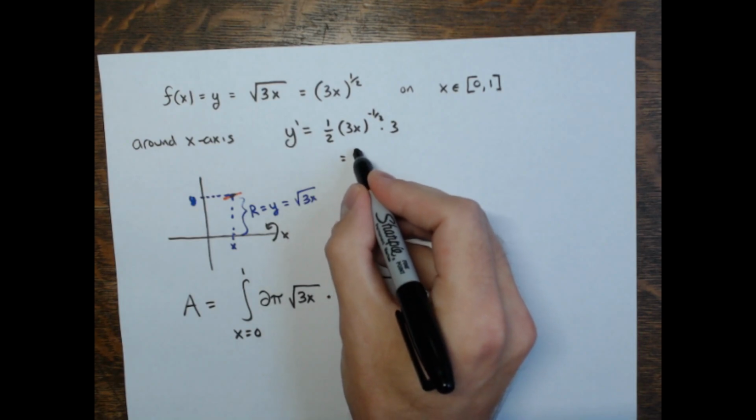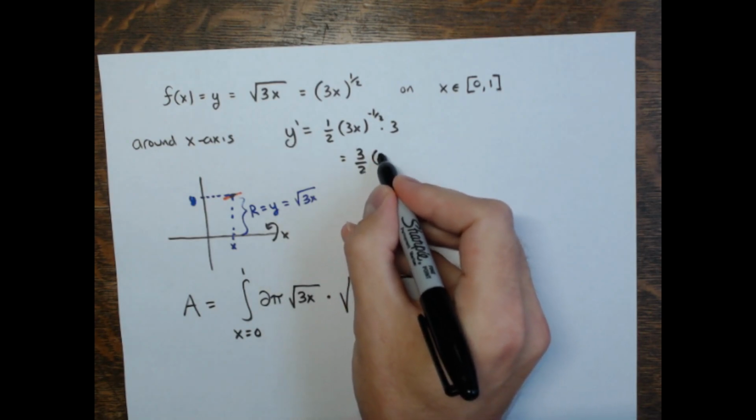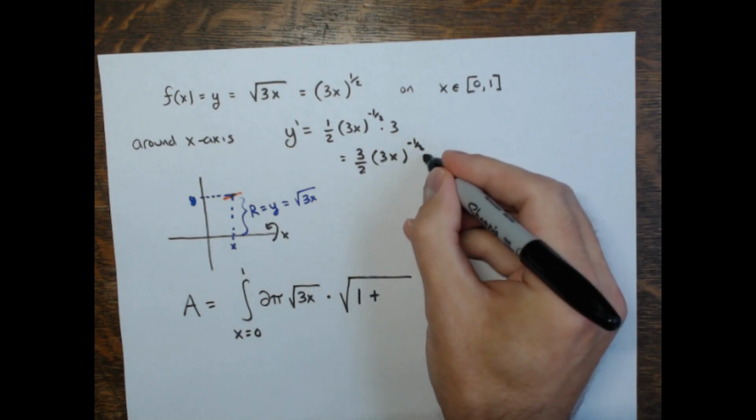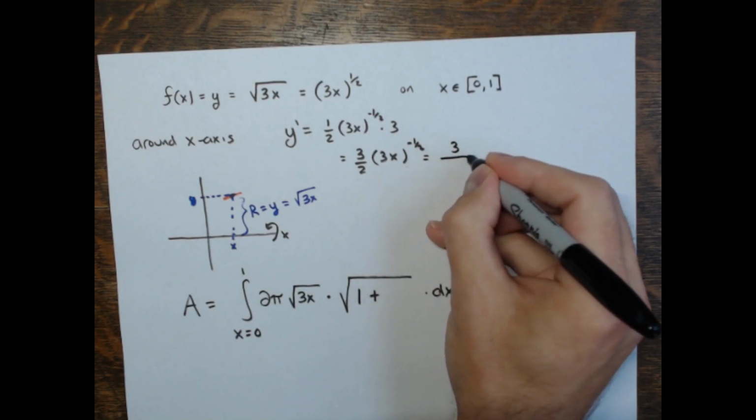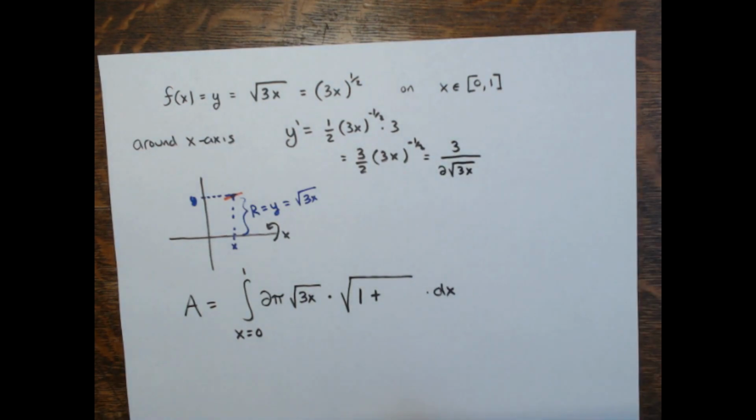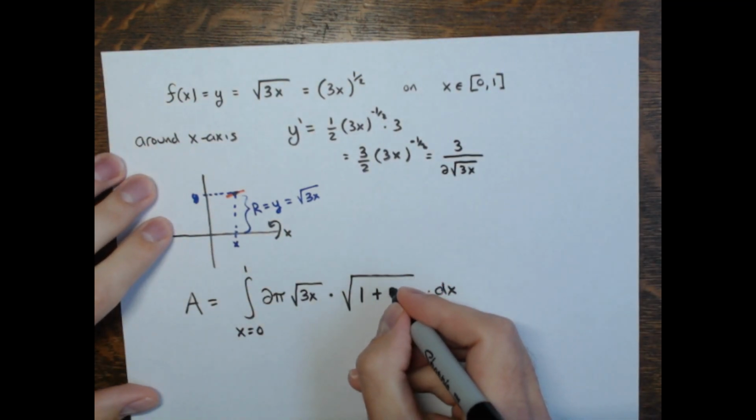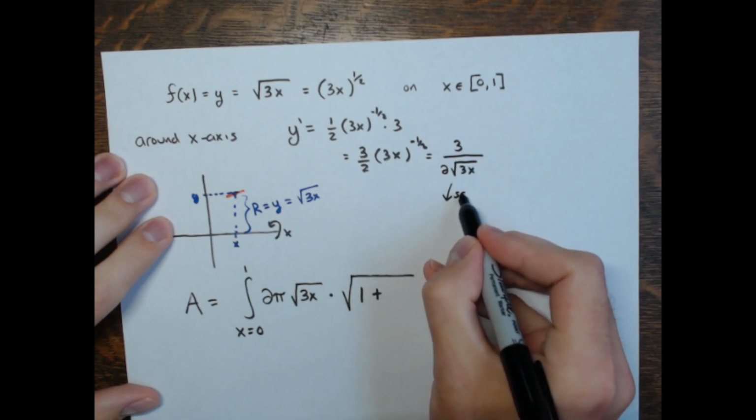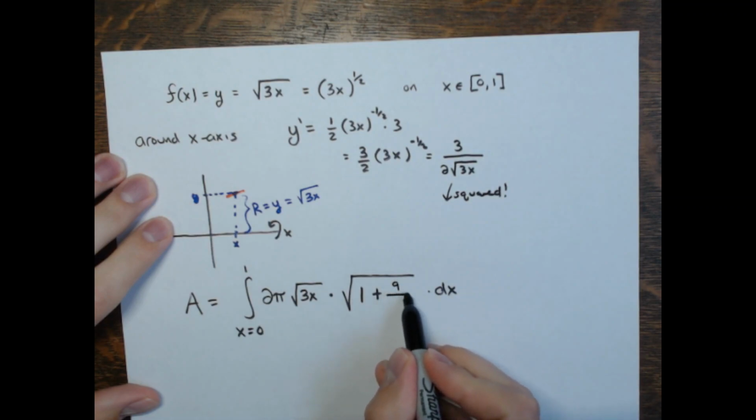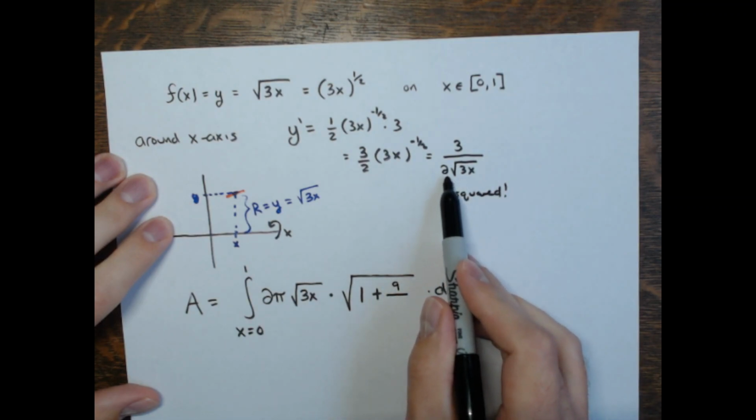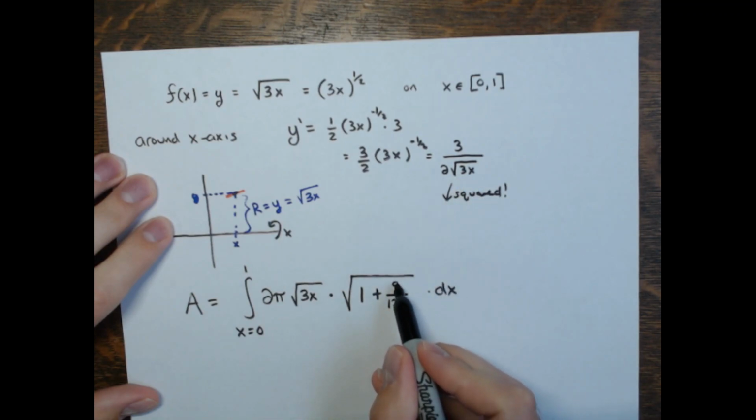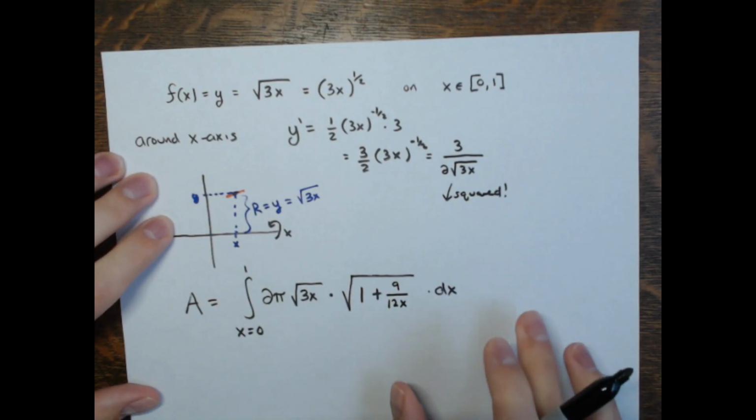So that'd be 3 halves times 3x to the negative half, which I could also write as 3 over 2 times the square root of 3x. That's going to go in and be squared, right? So when I square this, I'll have 9 up here, and then in the denominator, you'll have 4 times 3x, so 12x. And really, that would reduce to 3 over 4x, right? 9 over 12 is 3/4.